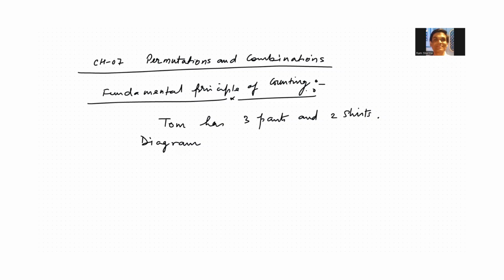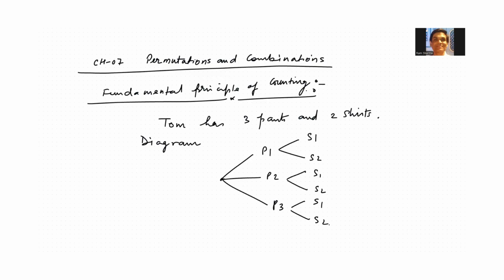So let's say we denote 3 pants of Tom as P1, P2, and P3. Further, let us say we have 2 shirts. So we say S1, S2. Again, we connect here S1, S2. And similarly with P3, S1 and S2. So how many ways do we have now?